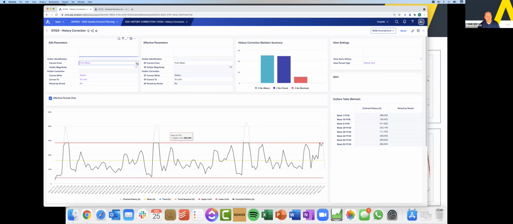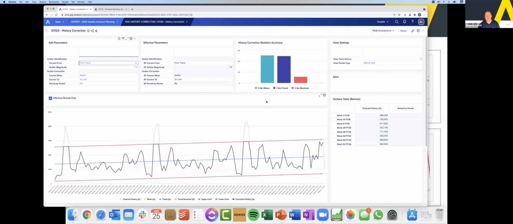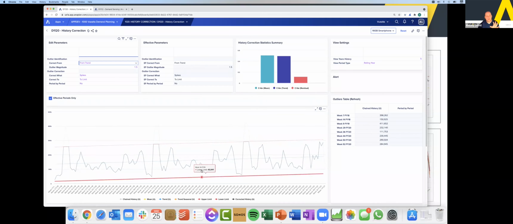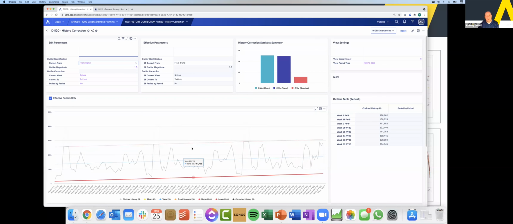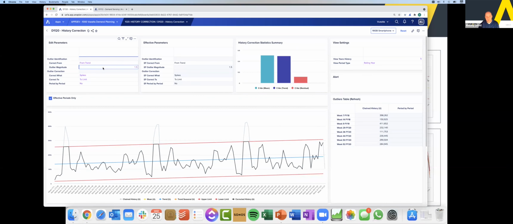Even if I correct from the trend line, which I do now, you'll see that's not enough because the trend is quite slight. So my correction is now taking account of the trend. Clearly for this product, I need to correct taking account of trend and seasonality. What I've got on the graph in black is my corrected history, in gray was my original history, and the red lines are the upper and lower limits for correction. And I can control how tight I want to make these bands as well.